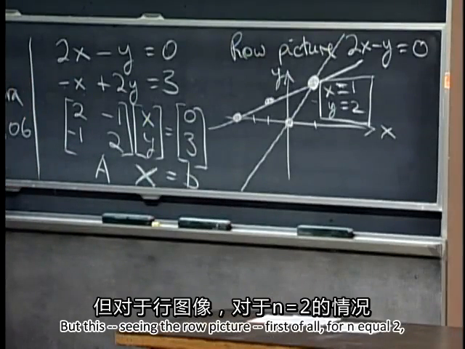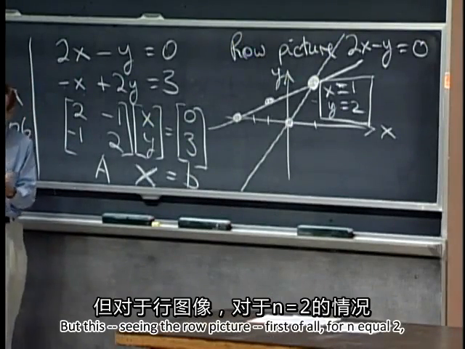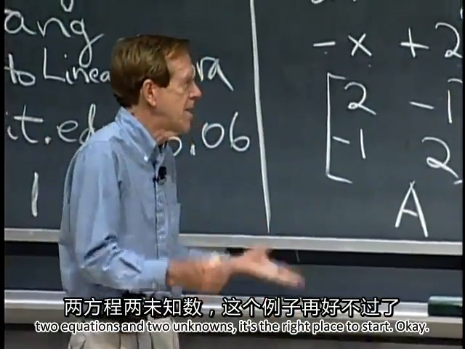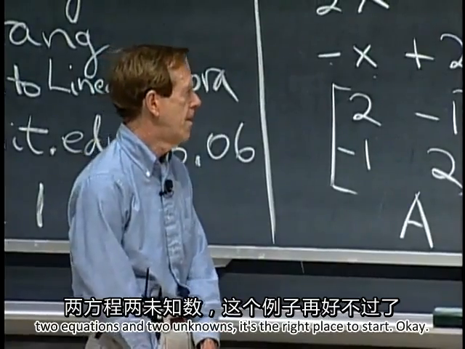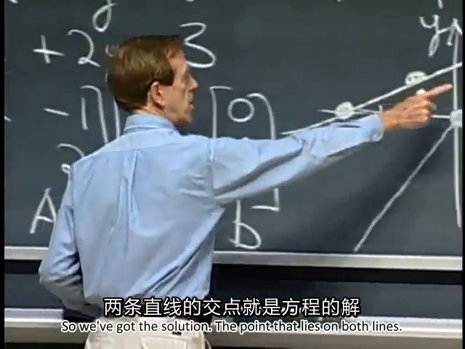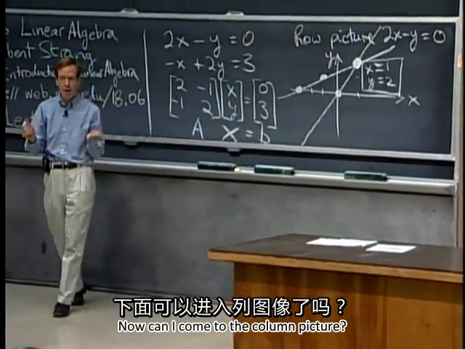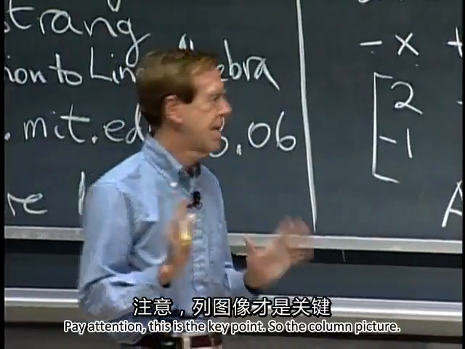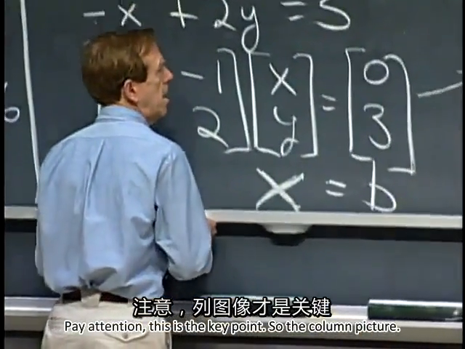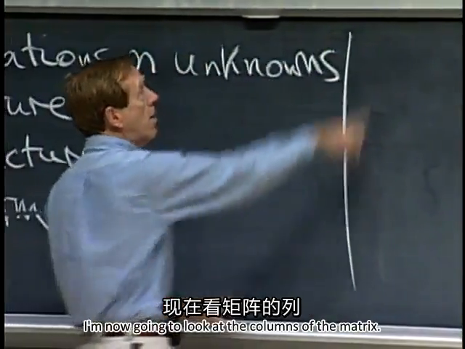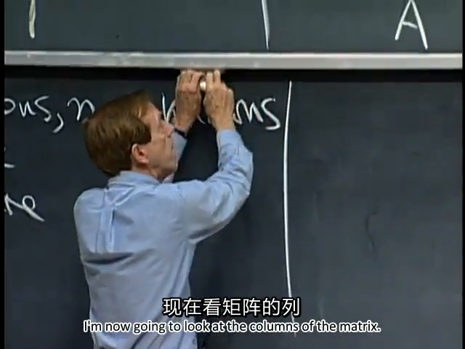But seeing the row picture, first of all, for n equal 2, 2 equations and 2 unknowns, it's the right place to start. Okay, so we've got the solution, the point that lies on both lines. Now can I come to the column picture? Pay attention. This is the key point. So the column picture. I'm now going to look at the columns of the matrix.